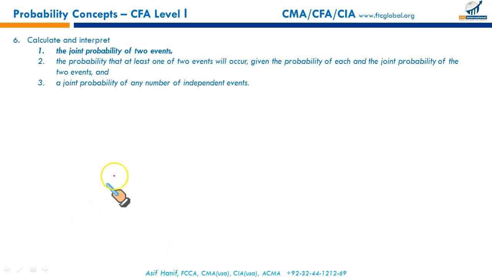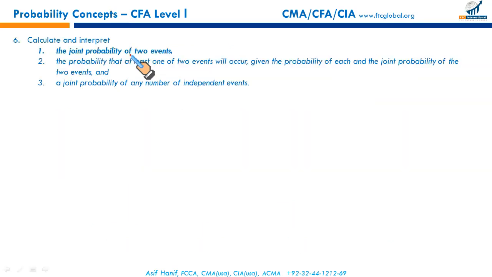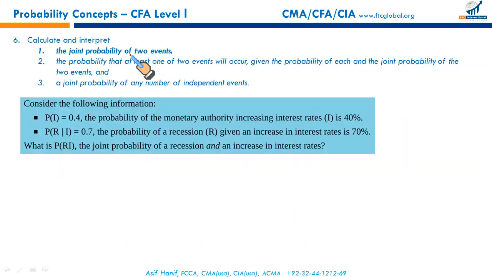This is your 6th LOS. Calculate and interpret the joint probability of two events. Now this is the example that will explain the idea, just the one we have discussed a little while ago. The joint probability of two events.